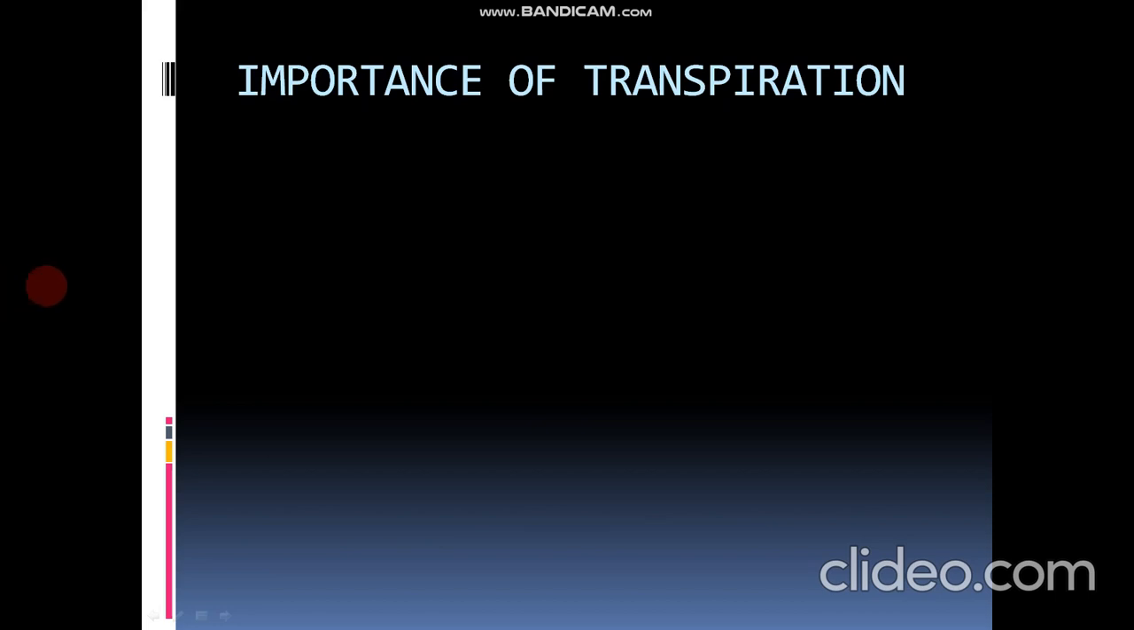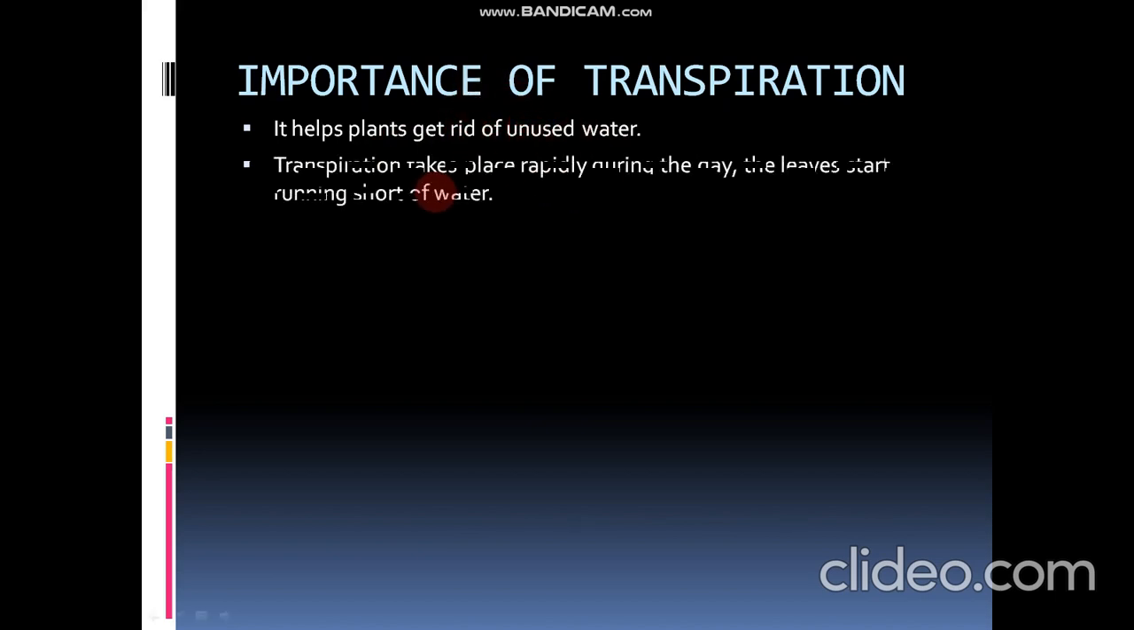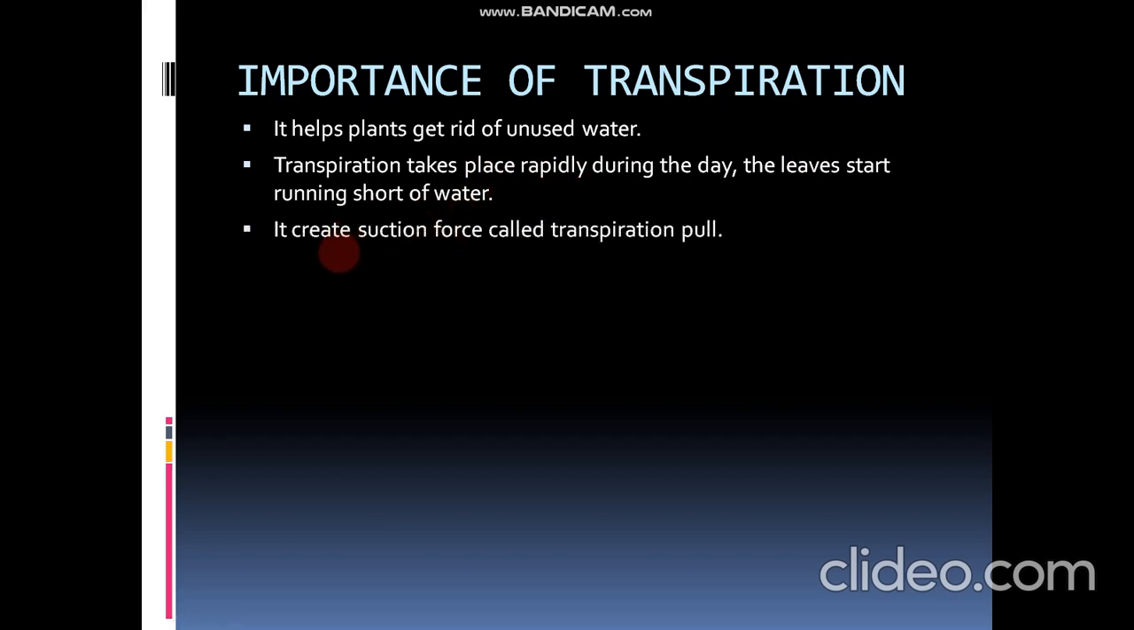Then the importance of transpiration. What are the importance? It helps plants get rid of unused water. Rid means remove, send it out. Unused water, excess water. Transpiration takes place rapidly during the day. The leaves start running short of water. So this process takes place during the day in front of sunlight. It creates a suction force called transpiration pull.